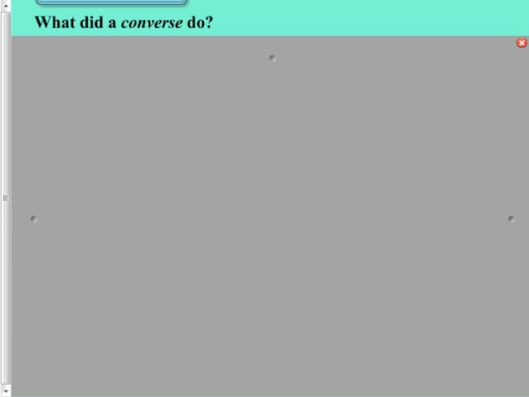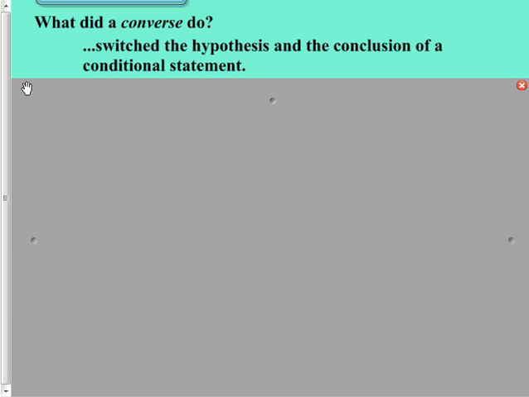Okay. First off, a little basic review from once upon a time. You do not necessarily have to write this down, but let's discuss anyway. What did a converse do? Hopefully you can remember from back in the day when we were talking about our conditional statements, if P, then Q, where P was our hypothesis and Q was our conclusion. A converse took the hypothesis and the conclusion, and it reversed the positioning of the information. So it switched the hypothesis and the conclusion of the conditional statement.